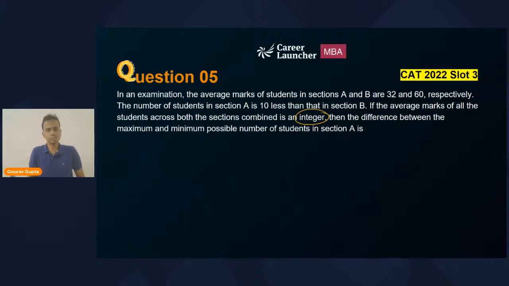We don't have options, so you cannot do hit and trial. Even if I give you options, the difference between the maximum and minimum possible. So if I give you, let's say, the answer is 30, so the difference between maximum and minimum is 30. So using this, you will not be able to find out what is the maximum number of students that you must assume, what is the minimum number of students you must assume. Okay, so even options will not help you.